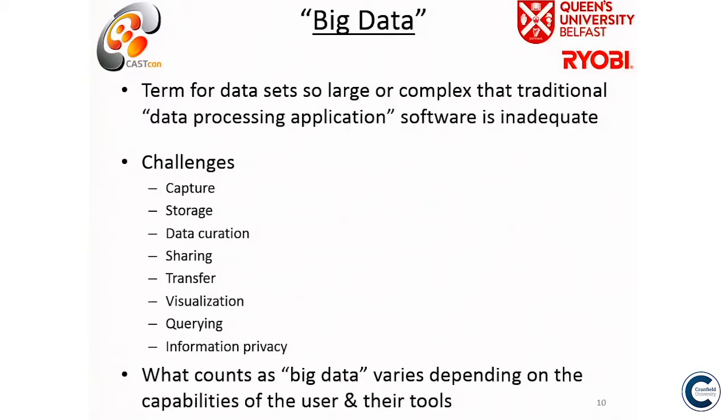So it's a term for data sets so large or complex that traditional data processing application software is inadequate. That's why we're using JMP to analyze its information. We can't really use Excel because there's so much information. It makes it very difficult. JMP is a specific software developed to be used in this method.